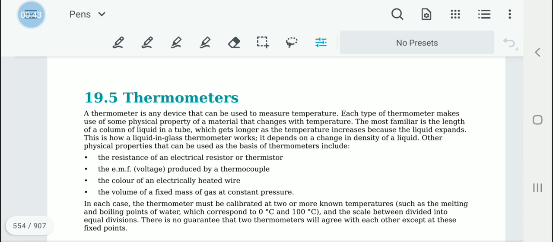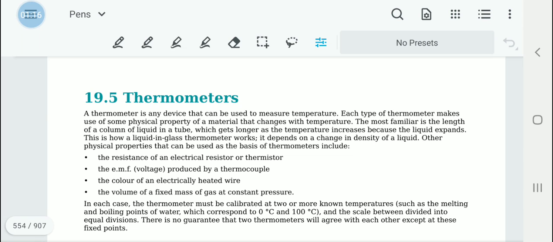Now if you take the liquid in glass thermometer, the liquid expands when exposed to heat transfer. That expansivity is what we use. The most familiar is the length of a column of liquid in a tube, which gets longer as the temperature increases because the liquid expands, so that the volume increases. Right? So that is how a liquid in glass thermometer works.